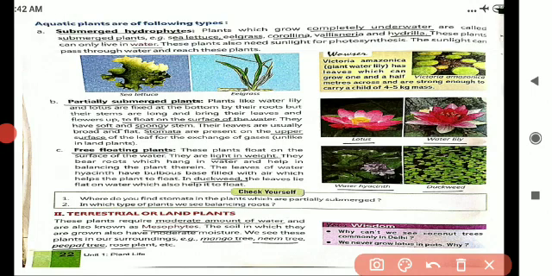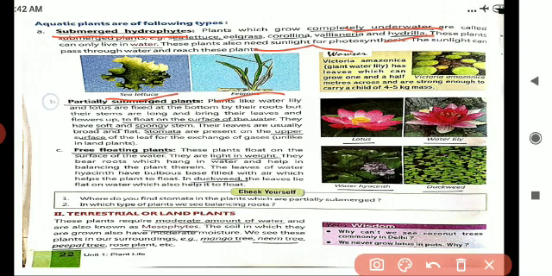In aquatic plants, the next type is submerged hydrophytes. Submerged hydrophytes are plants which grow completely underwater. Here are some examples: sea lettuce, eel grass, coralline, Vallisneria, hydrilla. Okay, children, these plants can live in water. They also need some sunlight for photosynthesis. They can get enough through the water that reaches these plants.